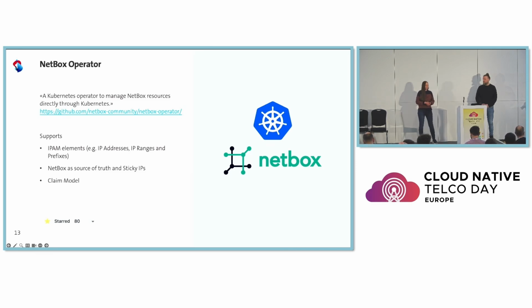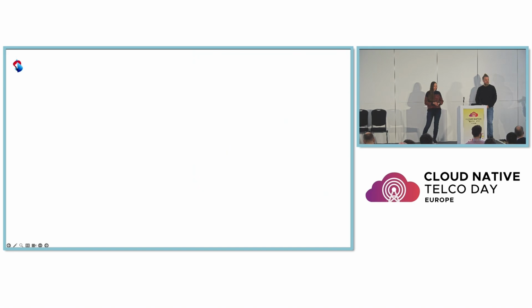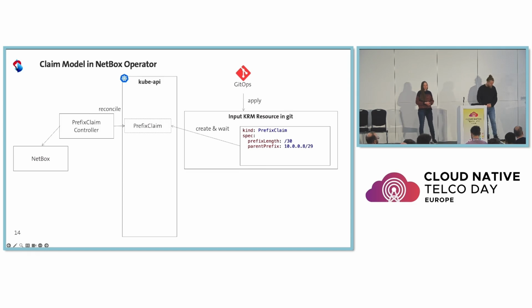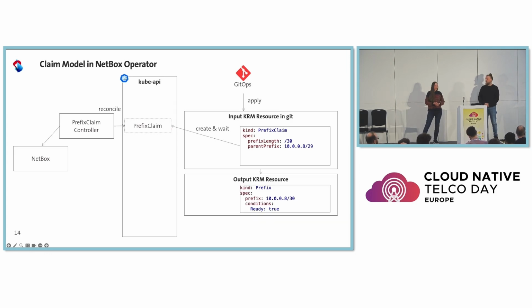And it's based on the claim model, similar to the persistent volume claim we showed before. So with NetBox Operator, you can define claim resources, for example, a prefix claim, which will then, with GitOps, be applied to your Kube API. And then the prefix claim resource will communicate to NetBox to find a prefix. Then the prefix will be created on your cluster, and the prefix controller will then create, update, or delete the prefix in NetBox.